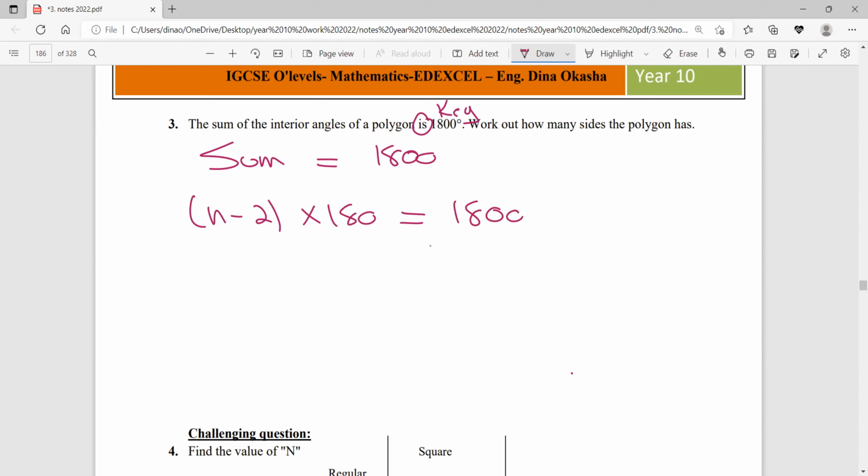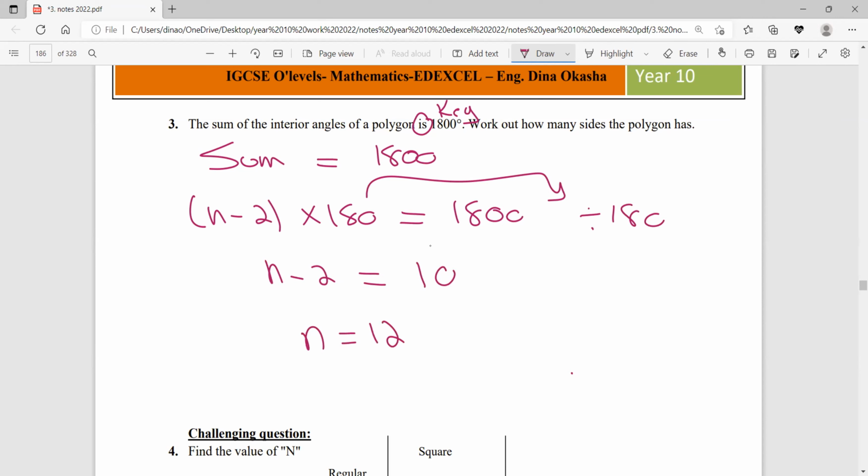Now here you solve the equation. Here I will not expand. I will move the 180 by division, which is definitely much easier for me. So 1800 divided by 180, so n minus 2 equals 10. And then move the 2 to the other side, so n equals 12 sides. Of course, if you want to make sure your answer is correct, you can substitute the n over here and make sure that the sum is equal to 1800.